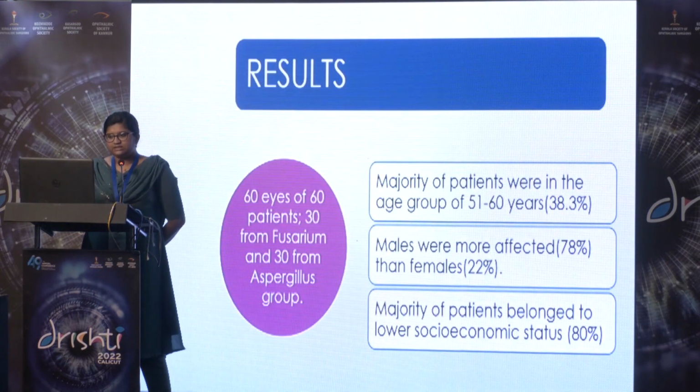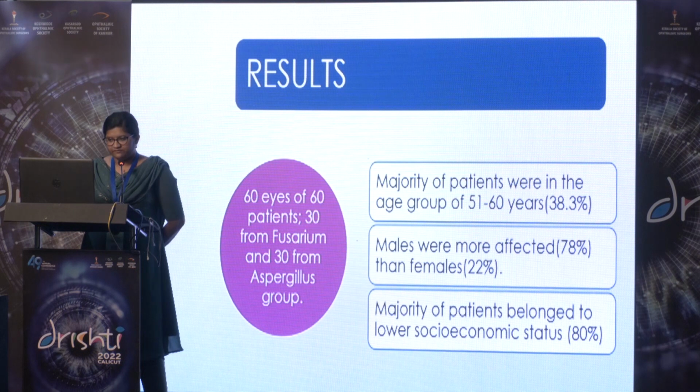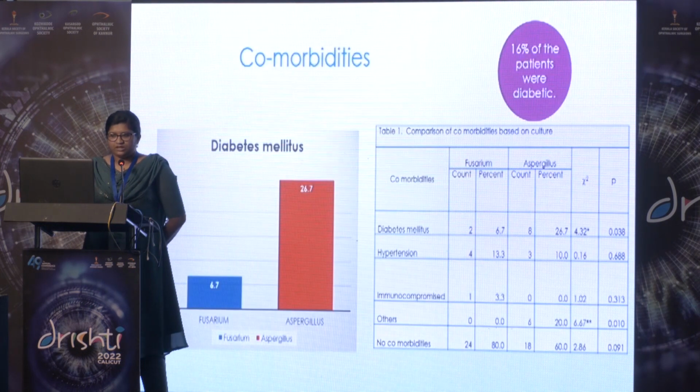Then coming to results, 60 eyes of 60 patients were studied, 30 from the Fusarium and 30 from the Aspergillus group. The majority of patients were in the age group of 51 to 60 years. Males were more affected than females, and the majority of patients belonged to the lower socioeconomic status. Coming to comorbidities, 26% of the Aspergillus patients were diabetic, and 6% of Fusarium were diabetic. Among the comorbidities, only diabetes mellitus was found to have a statistically significant association with fungal keratitis.